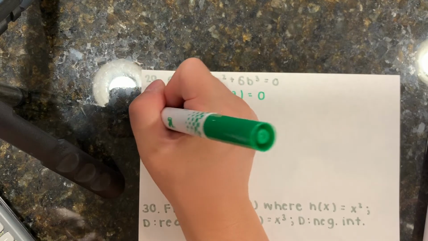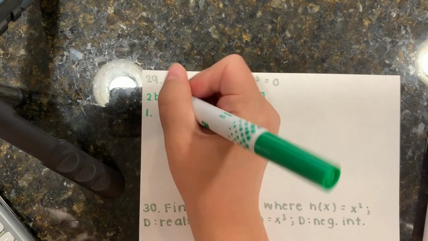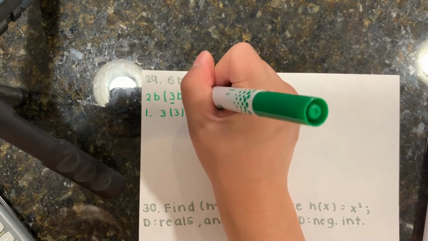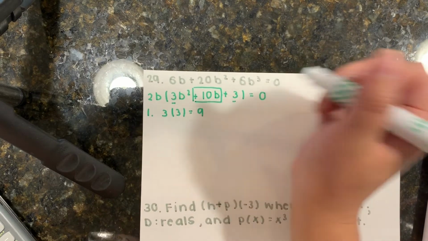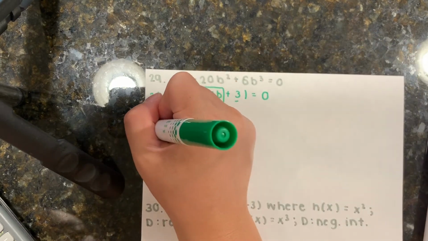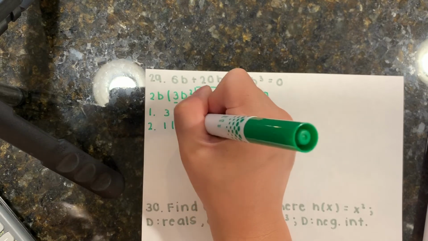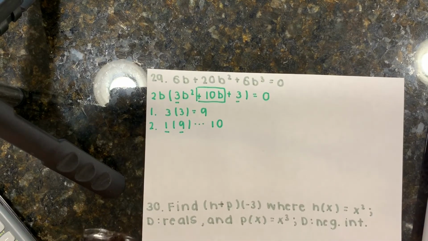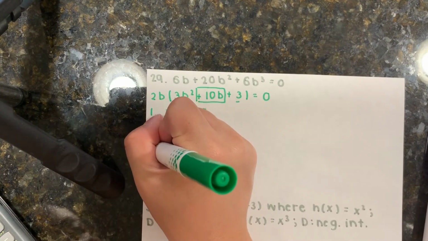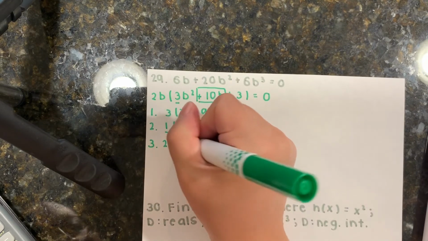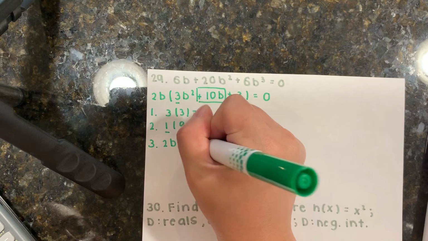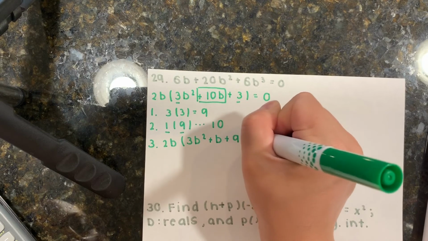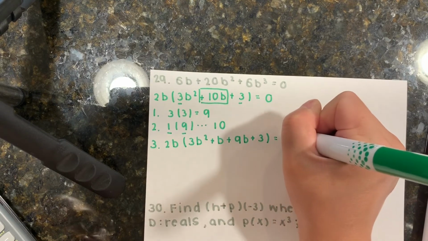Now I'm going to multiply my first term times my last term. So that would be 3 times 3 gives me 9. Now I need to find what numbers multiply to give me 9, but add up to give me 10. And that would be 1 times 9, which adds up to 10. So these are going to be my 2 middle terms now. Don't forget your 2b on the outside though. So that would be 2b, 3b squared plus b plus 9b plus 3 equals 0.